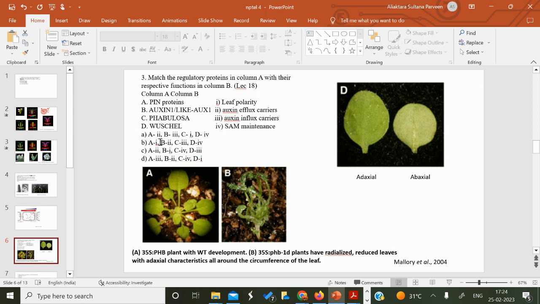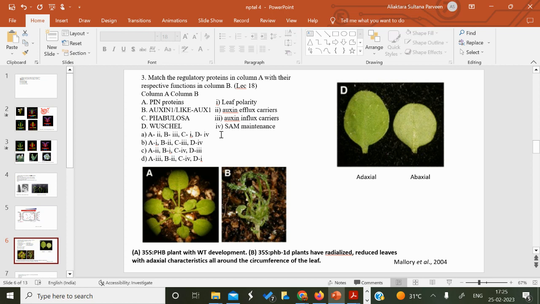So A2. B is oxygen 1, like OX1. So OX1 is another oxygen influx carrier. Okay, that we can see later. But C is fabulosa. So fabulosa is something that if you're not aware, then it leads to the leaf polarity. We'll see what is leaf polarity. First, let's see what are Wushel.